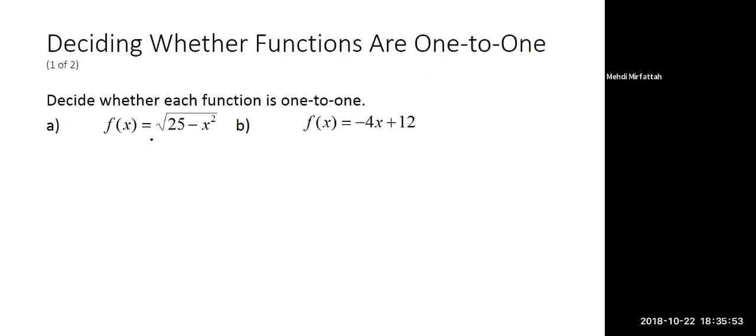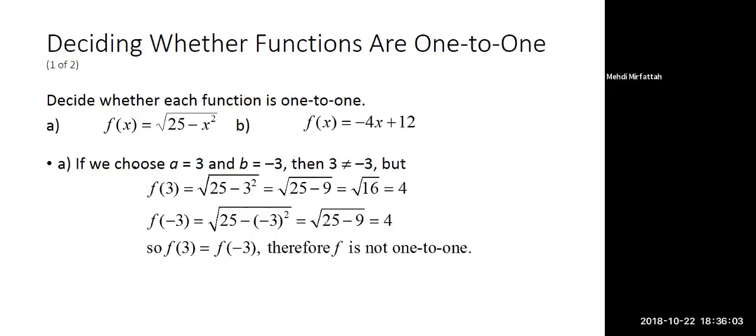The first one, you can apply the same property we just learned. f of x equal to the square root of 25 minus x squared. If you pick any number within the range, in this case, we pick a equal to 3 and b equal to -3, our two numbers are indeed not equal to each other. If I find f of 3 and f of -3 and come up with the fact that they are not equal to each other, then that would be a one-to-one function.